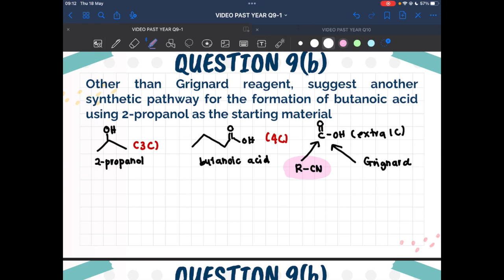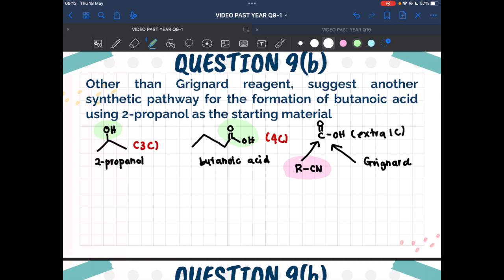The second thing that we need to look at is the position of the functional group. So if you look at the structure, the functional group dalam 2-propanol adalah hydroxyl, dan hydroxyl tu is located at carbon number 2. But for the carboxyl, the carboxyl group itu must be located at the terminal carbon. So sekarang ini the position of the functional group tu dah berubah. So kita kena ubah position dia daripada second carbon kepada terminal carbon lah.